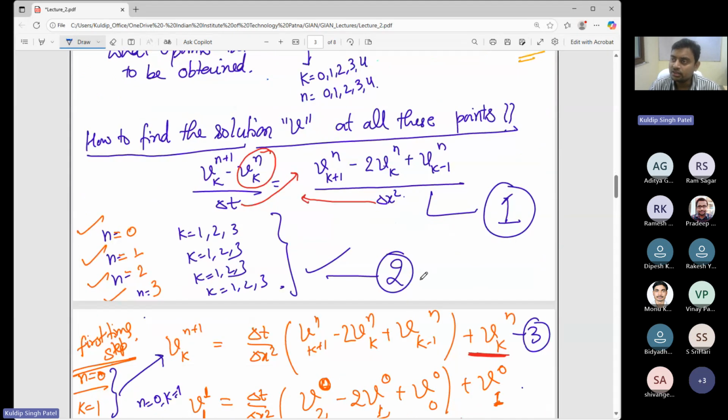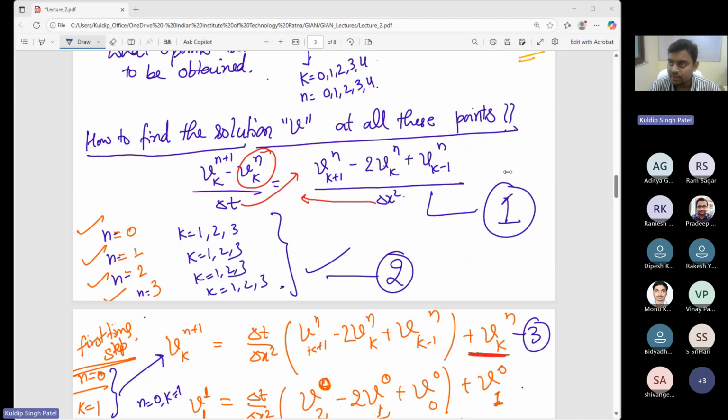Then there is a smooth way: you put n equals 0 and k equals 1, 2, 3, because we need to find the solution only at 3 points. Okay. So this was the idea. Now k equals 0, n equals 0, n equals 1, n equals 2. This is how we did.